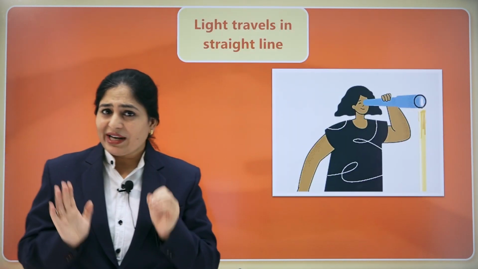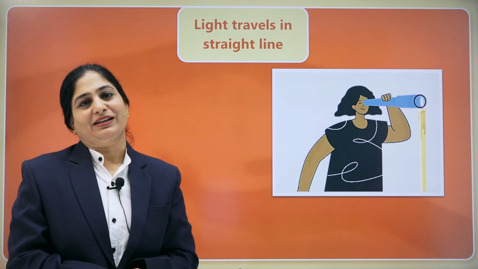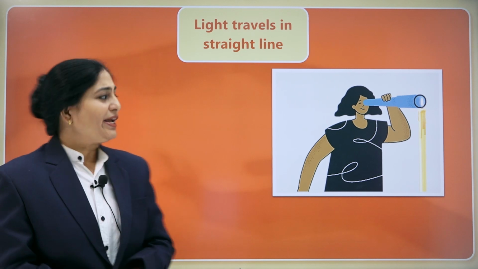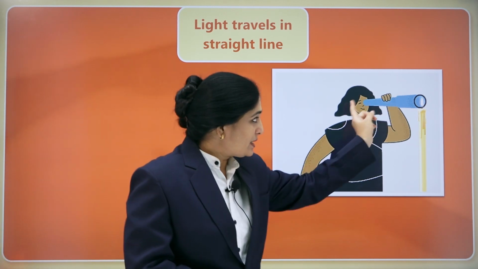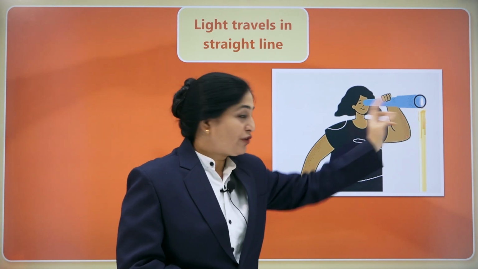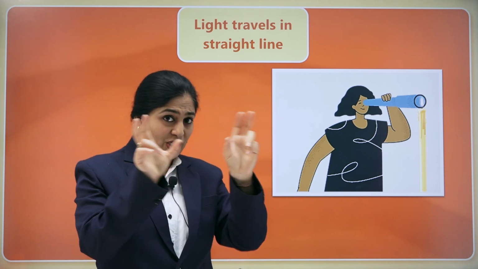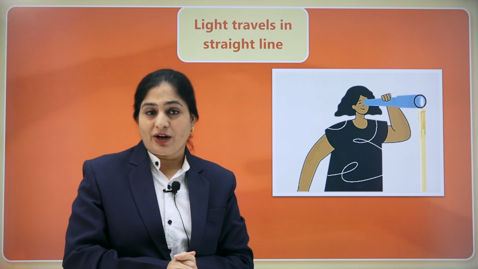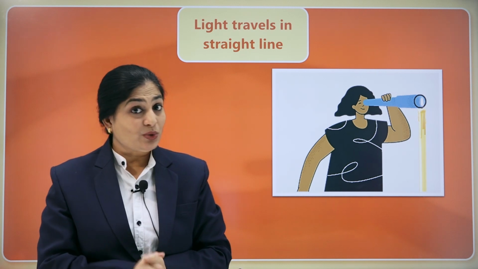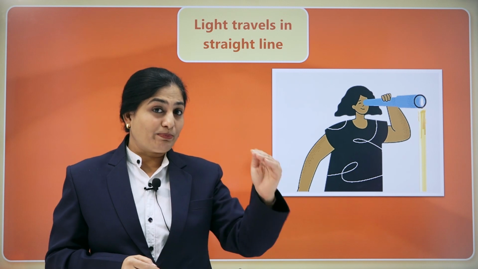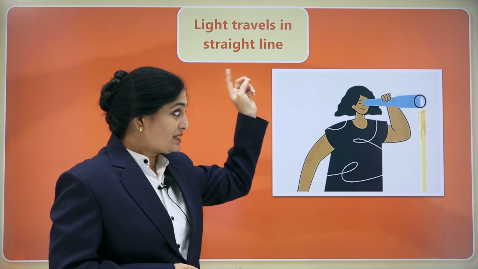This is one of the very important characteristics of light, that light always travels in a straight line. Here you can see a person is seeing the light from a candle using a straight pipe. What will happen if she is using a curved pipe? Will she be able to see the object or that light? No. The light travels in a straight line.